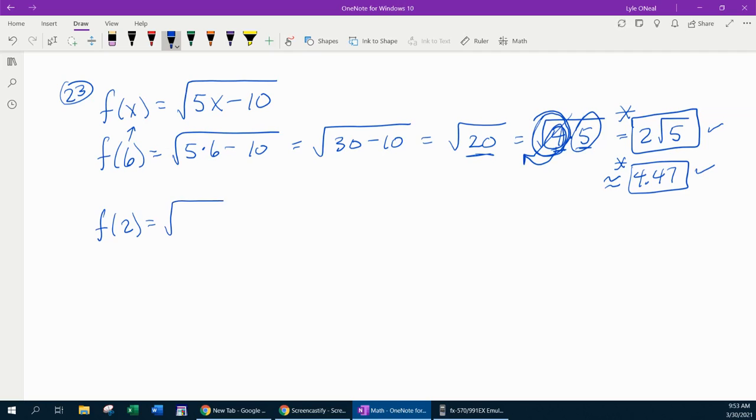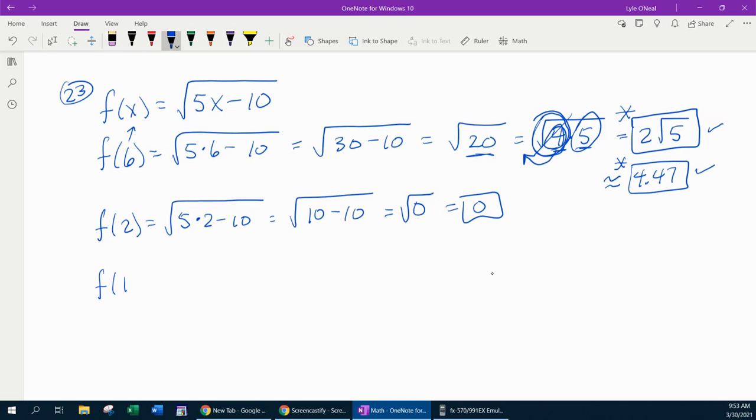F of 2, that would be 5 times 2 minus 10. 5 times 2 is 10. 10 minus 10 is 0. And 0 does square root, because there are two identical factors that multiply to make 0. 0 times 0. And just for fun, any root of 0 is 0. So if the index was 3, you'd get 0. If the index was 4, you'd get 0. So any root of 0 is 0.